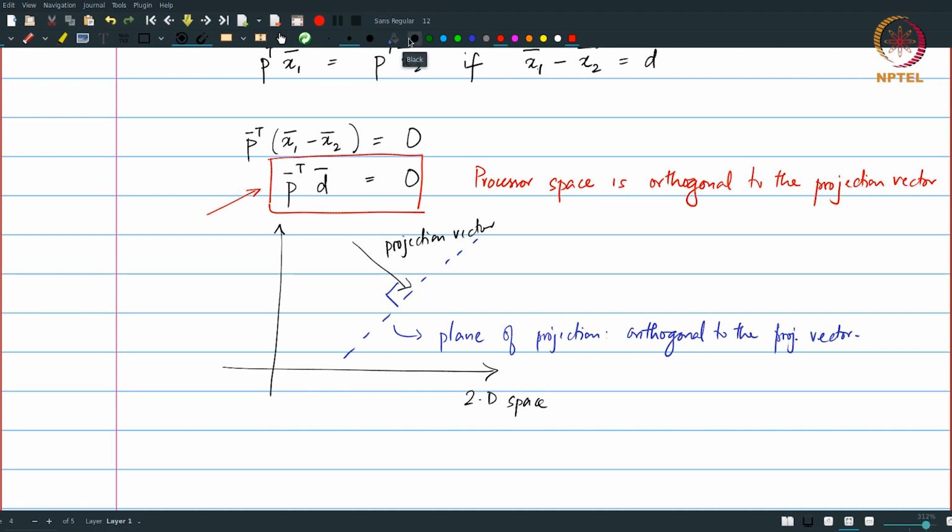There are two ways of looking at this. One is to say that I can always use this equation to verify whether my given choice of P transpose and P and D are valid. The other is to say that once I have chosen D, I can pretty much use this in order to compute possible values for P.